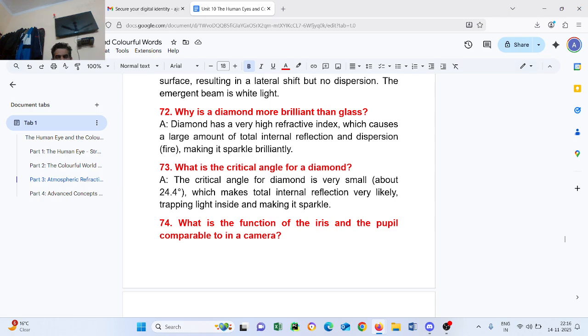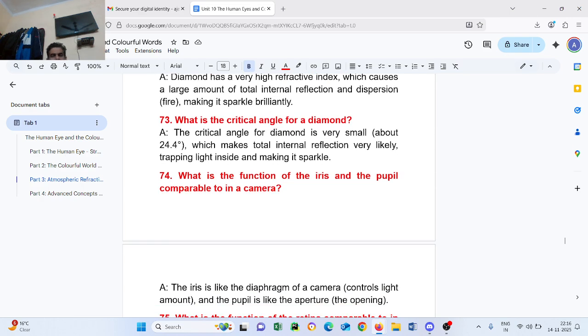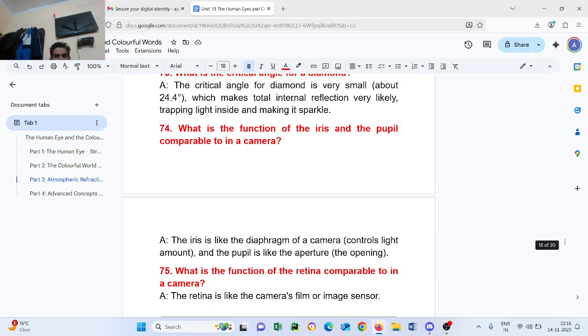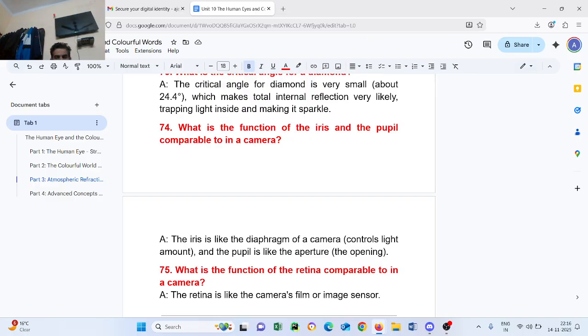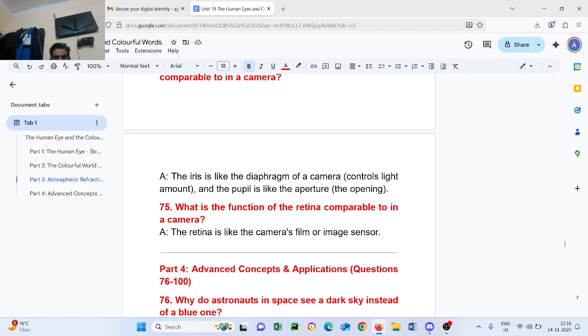What is the function of the iris and pupil comparable to in a camera? The iris is like the diaphragm of a camera, controlling the light amount, and the pupil is like the aperture, the opening. What is the function of the retina comparable to in a camera? The retina is like the camera film or image sensor.